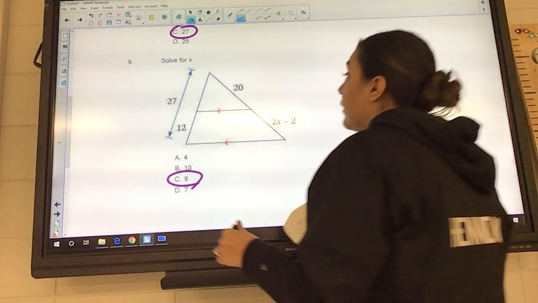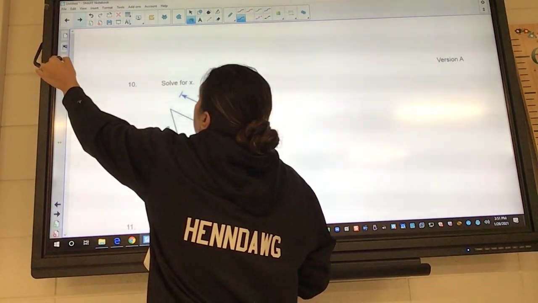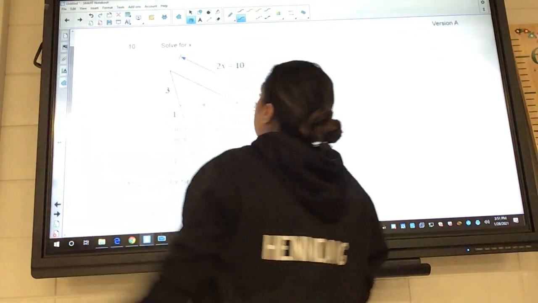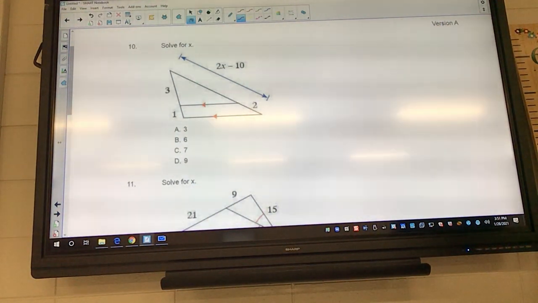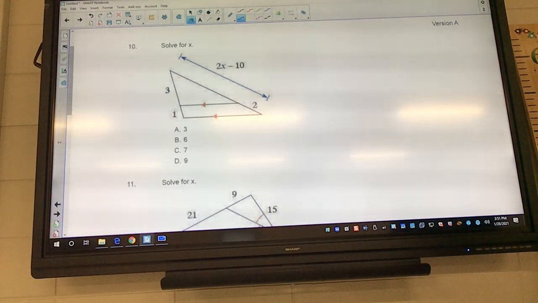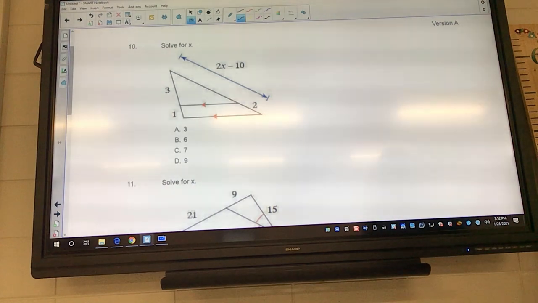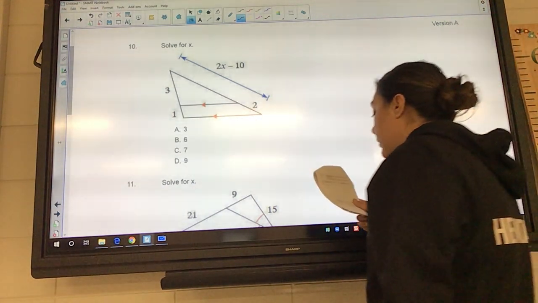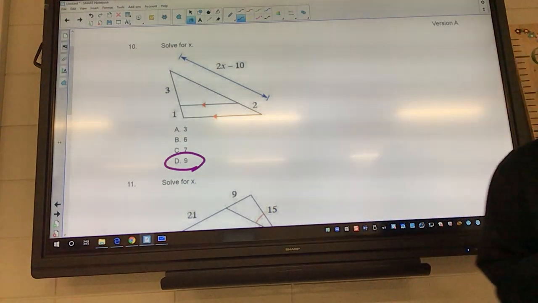10. Okay, 10, same thing. I want you to solve for X, okay? And those are 2 similar triangles, so you can kind of be able to figure out what the triangles are between the 2 of them, okay? And this one is 9. It's D. 10 is D.